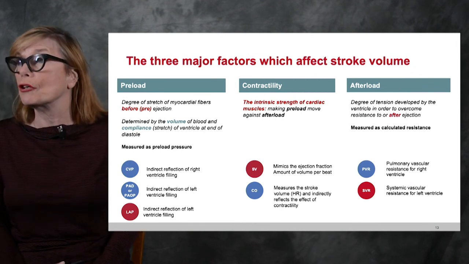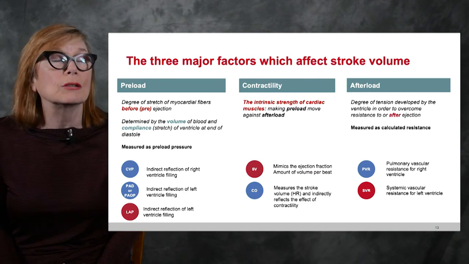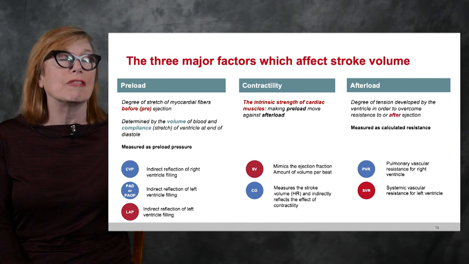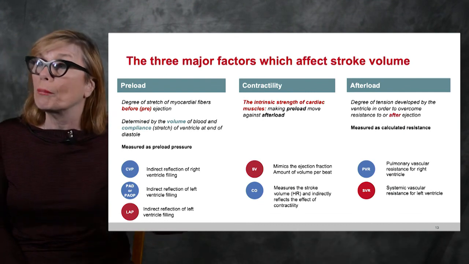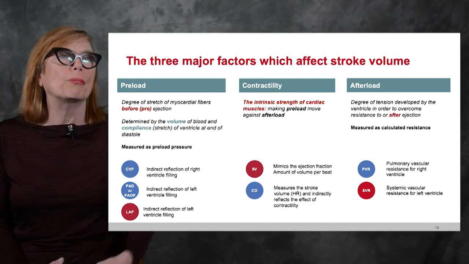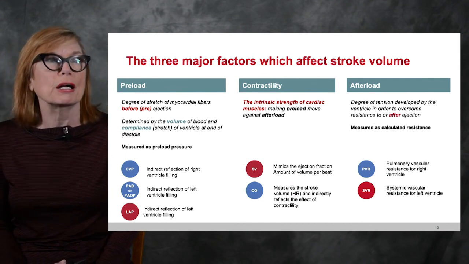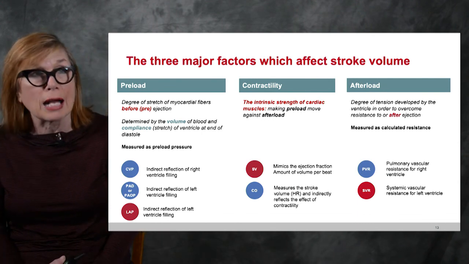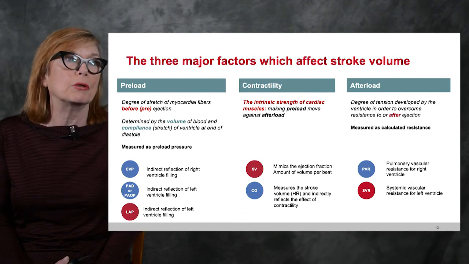Preload pressure is determined by the amount of volume filling the ventricle and the compliance, the stretch, the distendability of the ventricle at the end of diastole. So we've already talked a lot about this. Preload pressure is not volume, but it's the only thing we've got. Preload pressure for the right ventricle is measured as central venous pressure or right atrial pressure. For the left ventricle, for us, it is measured as pulmonary artery diastolic pressure or wedge pressure. And if you could put a catheter in the left atria, it would be left atrial pressure.